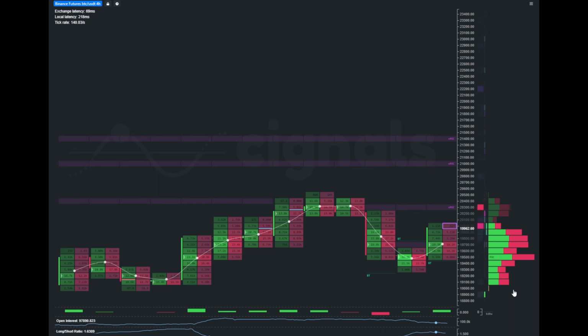But delta divergences in and of themselves are very powerful things. For me, it makes more sense to look at these things on higher time frames just to get an idea of how strong they are. On a lower time frame they work too, but for the sake of this example I like to use a higher time frame, just so you can see that even in a 4-hour period this occurs.